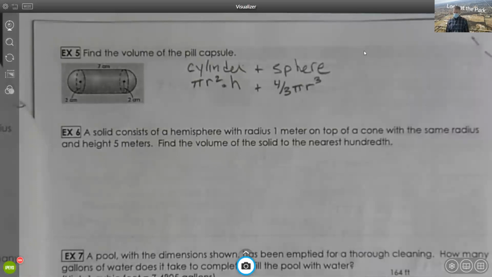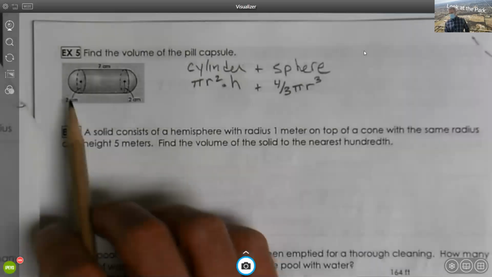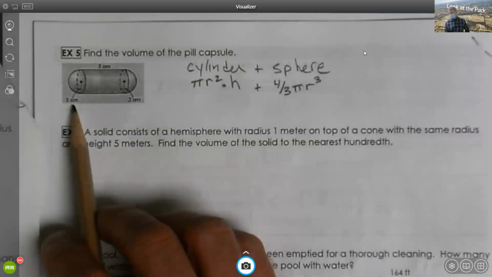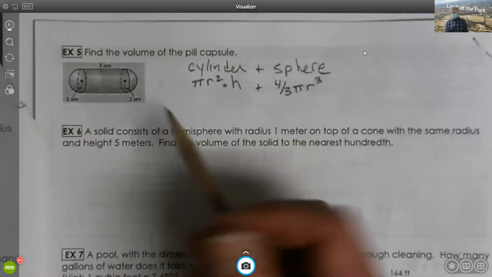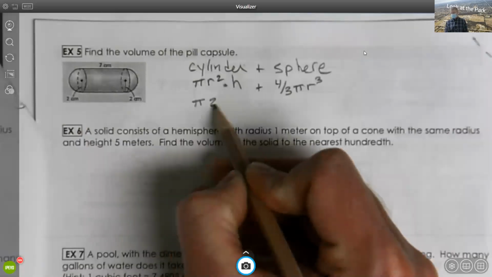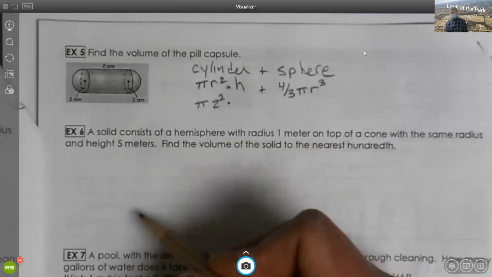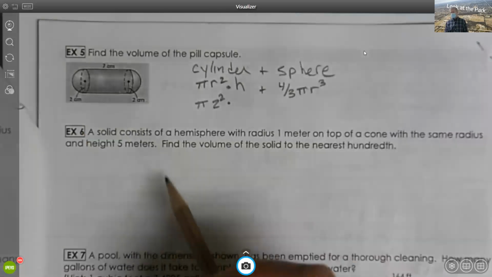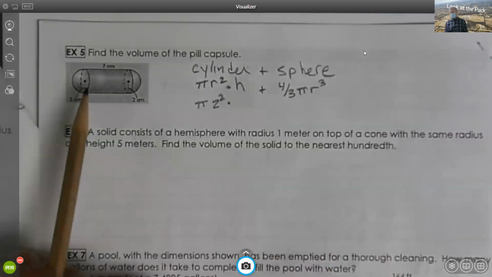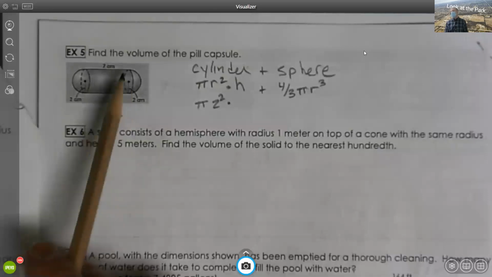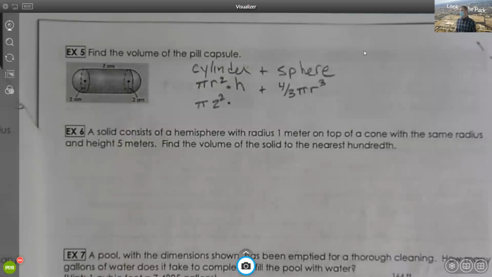So we look here and they tell us that the radius is 2. So if the radius is 2, that makes things somewhat simple for us. So the height is going to be the distance in between the circles. Height of a cylinder is not necessarily ground to up, but it's going to be from circle to circle.